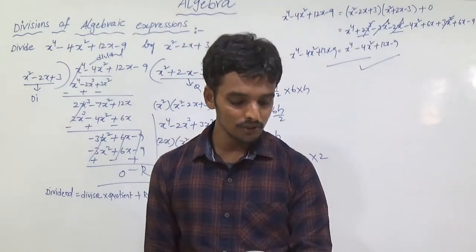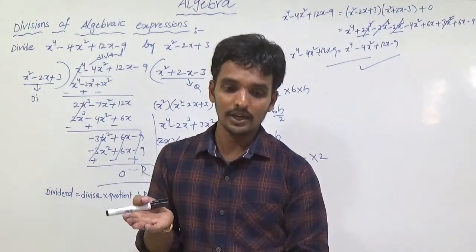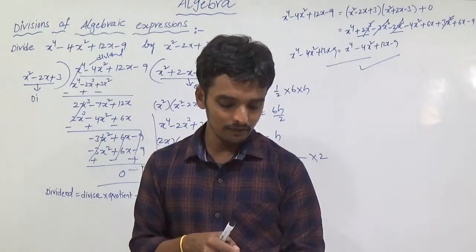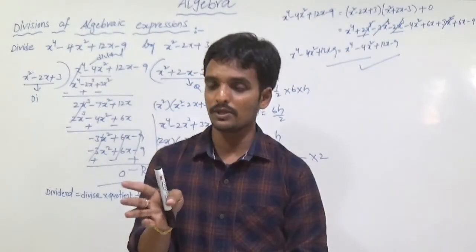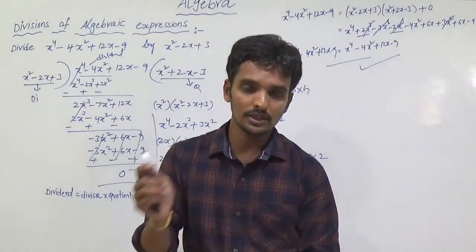Next, the fifth question. We have to solve by options, that means 1, 2, 3, 4, 5. You can multiply x plus 2 into x plus 3 and check the various options. The same way, x minus 3 into x plus 3, and x minus 3 into x plus 2. We have to find where we get the same answer. That's how you can solve the 10th question.